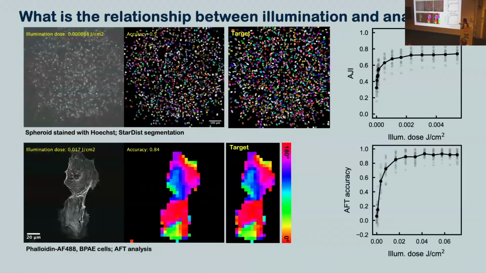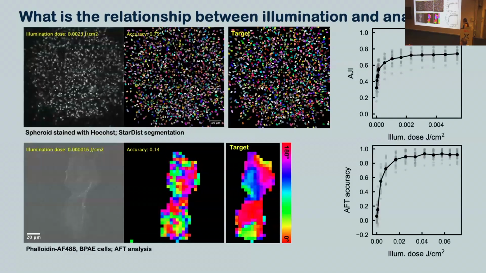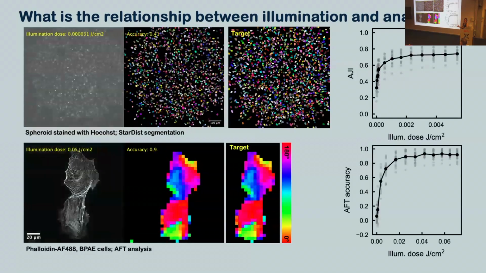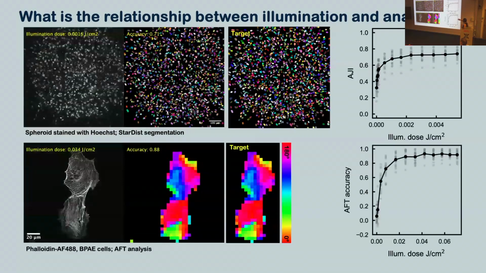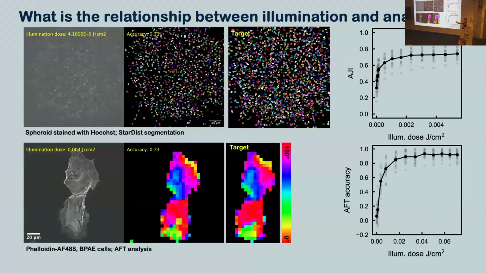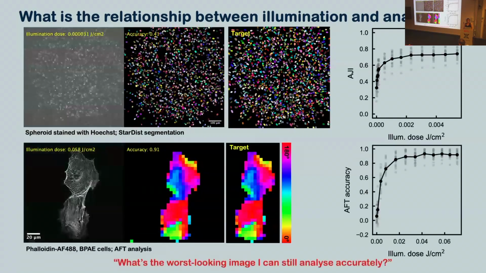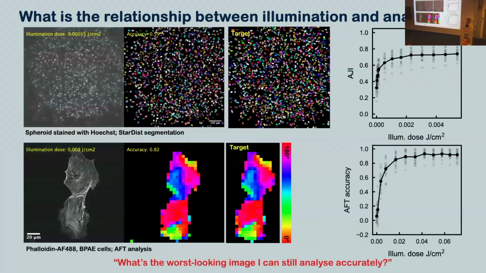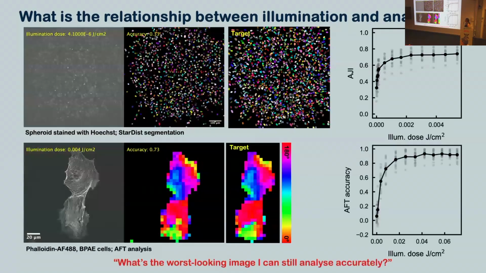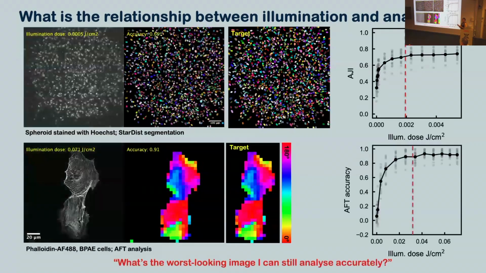But we can do a similar thing. So we can plot our illumination dose and our AFT accuracy against each other. And we get the same kind of shaped graph, right? We get a fast improvement, a slowing, and then a plateau. So if we come back to this question I asked us to begin with, what's the worst image I can still analyze accurately? Then it's probably somewhere around here. You want to be just past that shoulder.